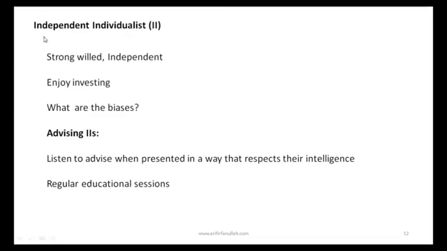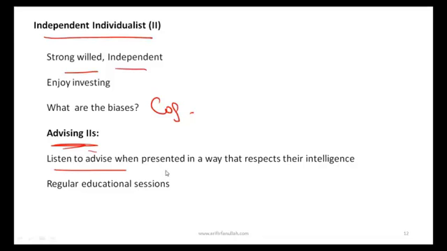Okay, next, independent individualist. So these are people who are strong-willed, independent, they might enjoy investing. What were their biases? Again, they were mostly cognitive, so conservatism, availability, representativeness, etc. What do you need to think about when you advise these folks? Okay, so these people generally listen to advice when presented in a way that respects their intelligence. So the point is, when you advise these people, you need to respect the fact that they are sensible, they know what they are doing.